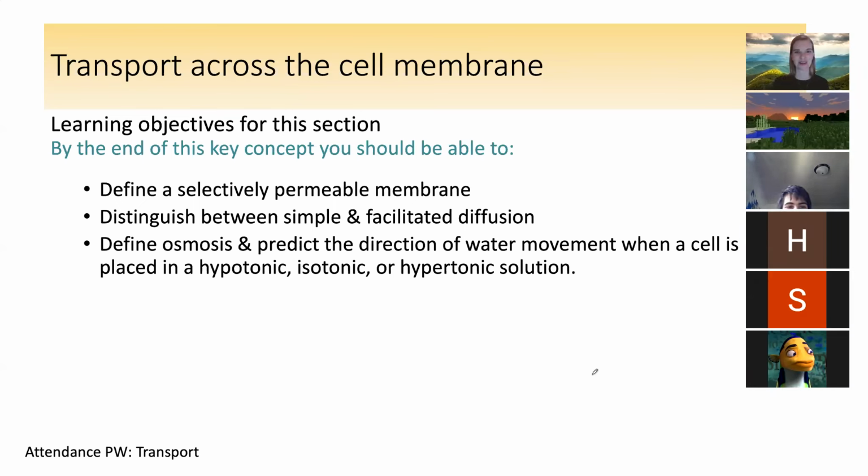All right, so transport now. So now that we've built this lovely structure that nothing can get through basically except dissolved gas, now I want to be able to allow things to go back and forth. So we're going to define what a selective permeable membrane is. We're going to distinguish the difference between a simple and facilitated diffusion. All right, so we're first going to have to define diffusion and then what we mean by simple and facilitated.